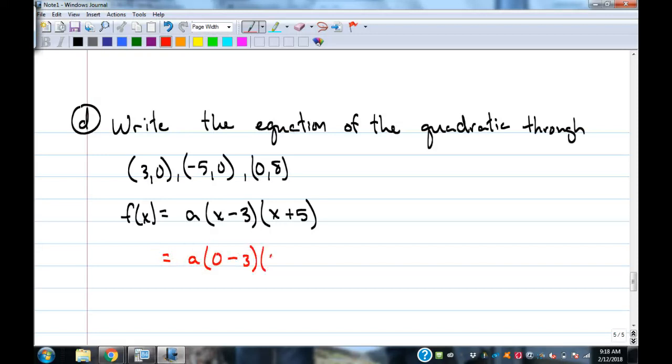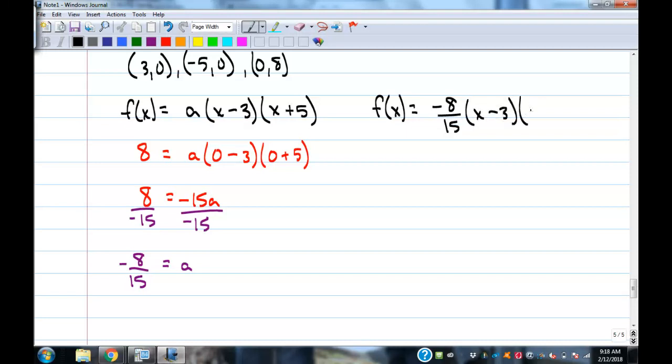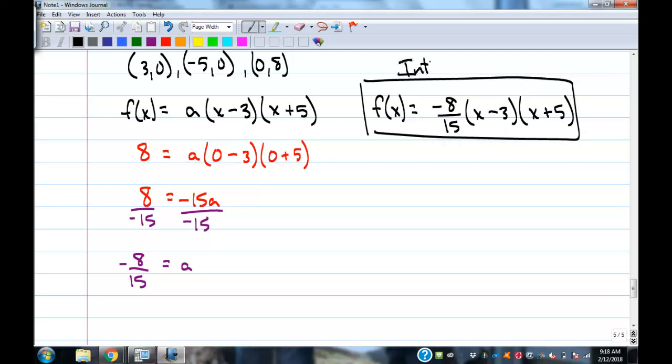0 minus 3, 0 plus 5, and 8. So negative 3 times 5 is negative 15. So that's negative 15a equals 8. We divide by negative 15. A is negative 8 over 15. So our function in intercept form is negative 8 over 15, x minus 3, x plus 5. There's intercept form.